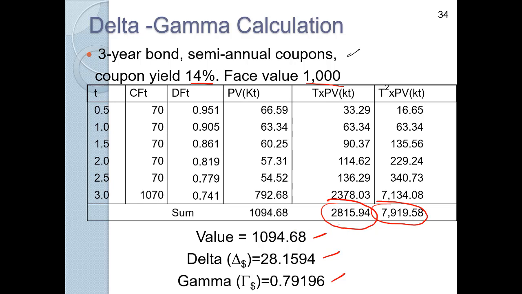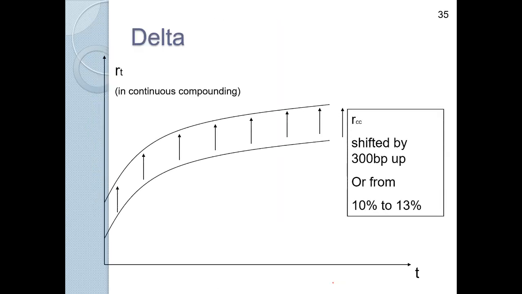We already derived the delta part. So the delta is 2818 divided by 100 and the gamma is this number divided by 10,000. So these are the value of the bond, 1094, the delta, 2815, and the gamma, 0.7919. So here we have what could happen with the term structure.